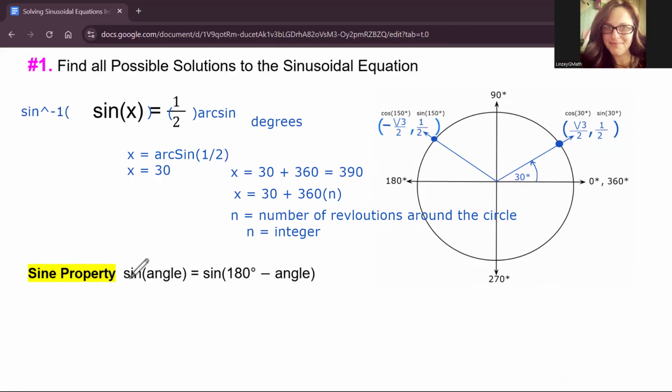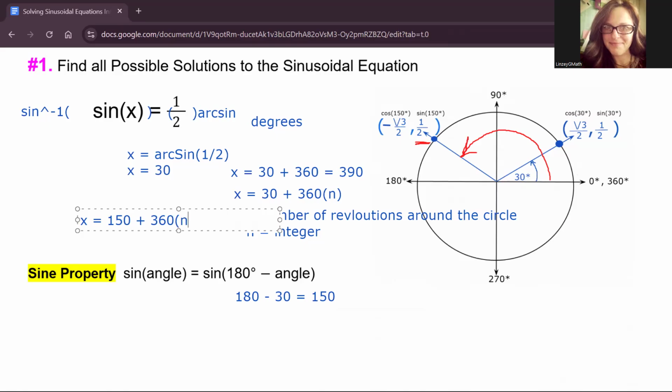Now, let's take a look at the other property of sine. Sine of an angle is equal to sine of 180 degrees minus that angle. So if we do 180 degrees minus 30, we get 150 degrees. Another angle for which sine is equal to +1/2. So x is equal to 150 degrees plus, we could go any number of revolutions around the circle and find an additional angle. So these are the two solution sets for this equation. Let's take a look at another example.